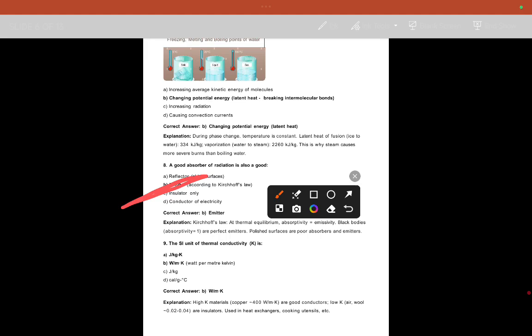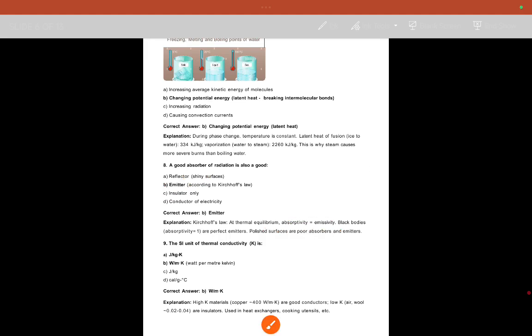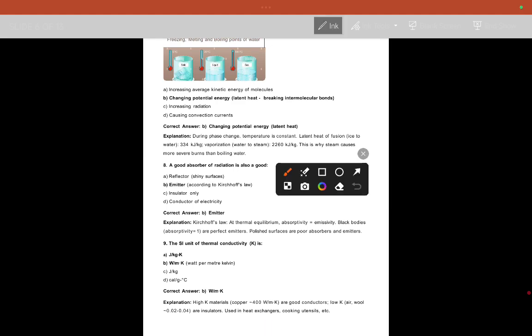According to Kirchhoff's law, at thermal equilibrium, absorptivity is equal to emissivity. How much is absorbed, the same will be emitted. Black bodies will do the same thing. Their absorptivity will be equal to 1, which means they are perfect emitters. Polished surfaces are poor absorbers and emitters. Coming to question number 9, the SI unit of thermal conductivity.